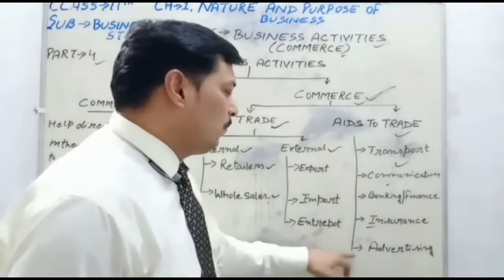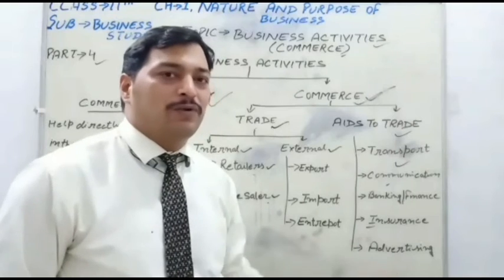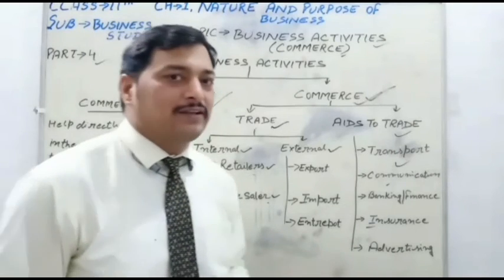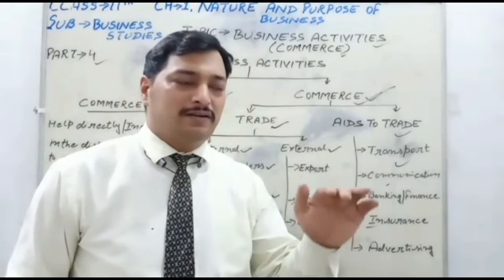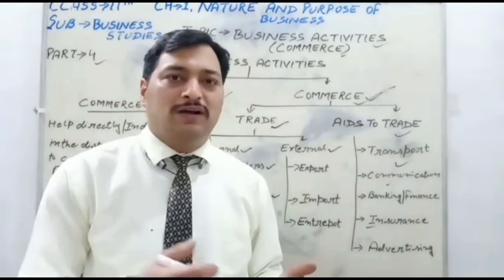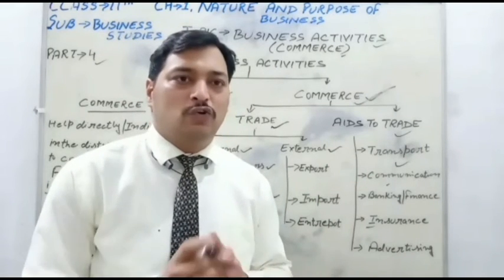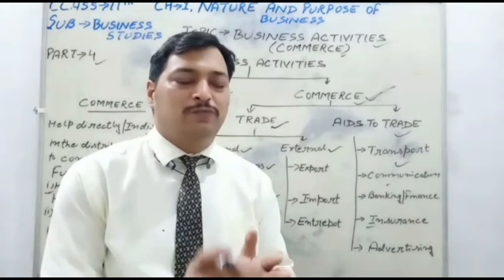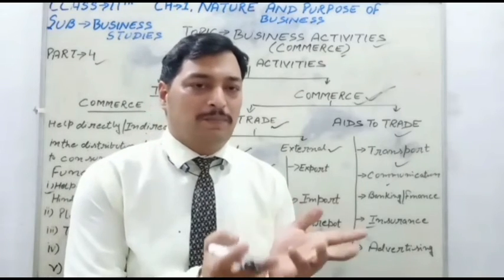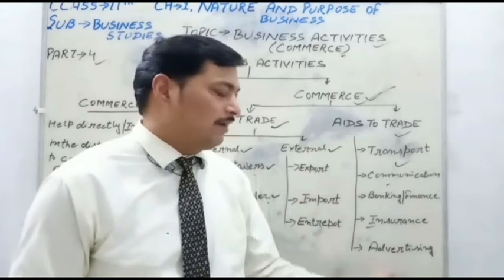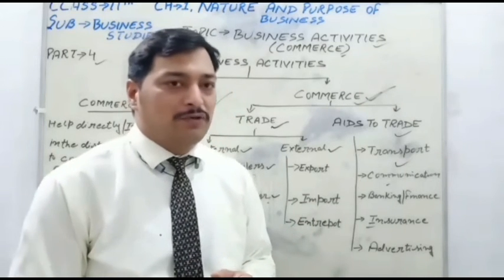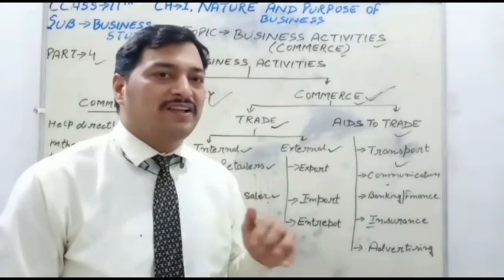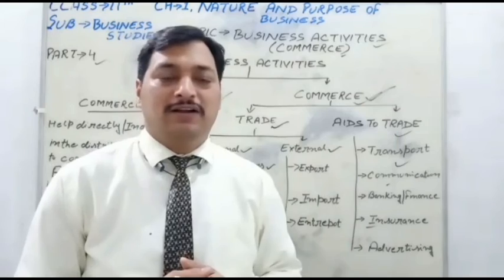Next point is advertising. It is very popular in the present time, because the manufacturer produces goods in an unknown place and the consumers live in an unknown place. They do not know which type of goods are produced by the manufacturer or producers. It is possible with advertising. Advertising is possible because traders use the auxiliaries to trade.